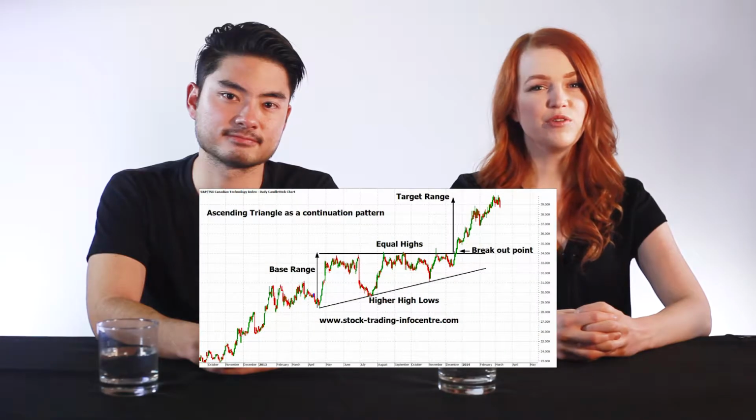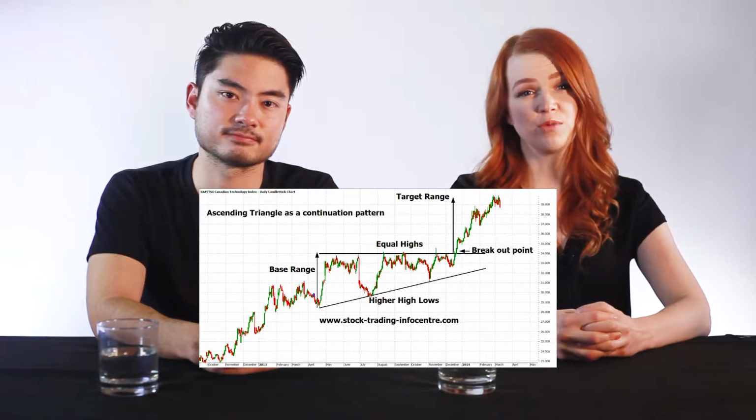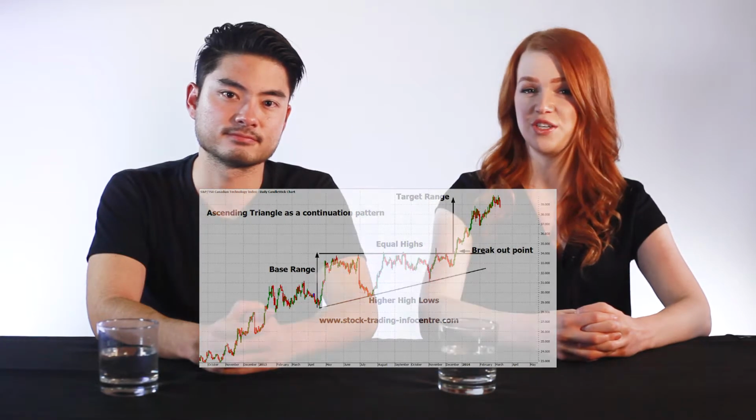Ascending triangle. This triangle pattern usually appears during an upward trend and is regarded as a continuation pattern. It can be created as part of a reversal at the end of a downward trend, but more commonly it is a continuation. Ascending triangles are always bullish.